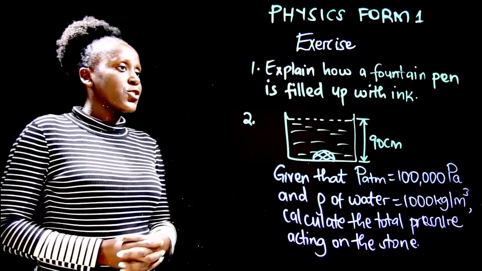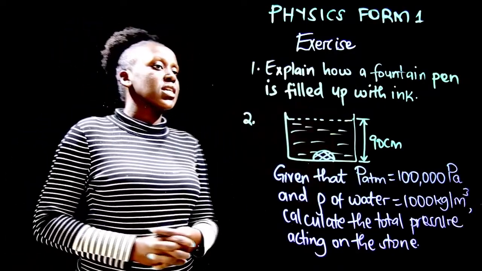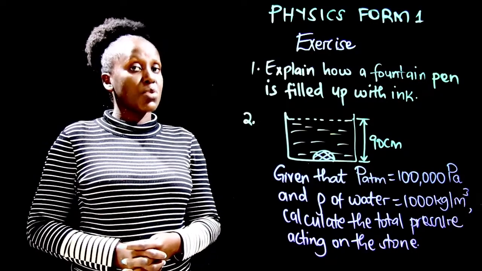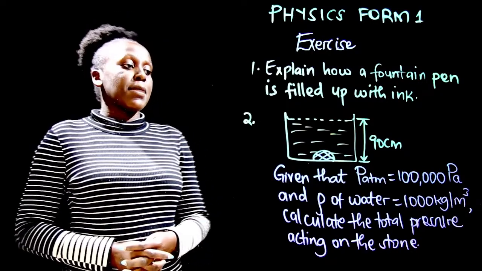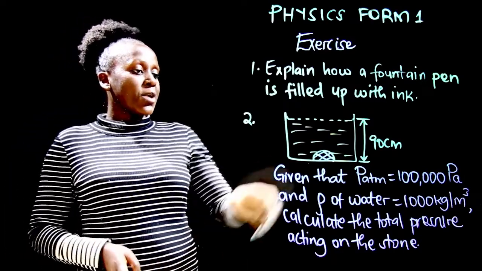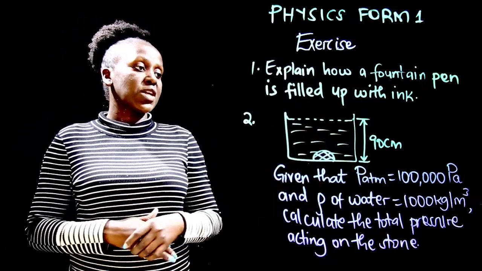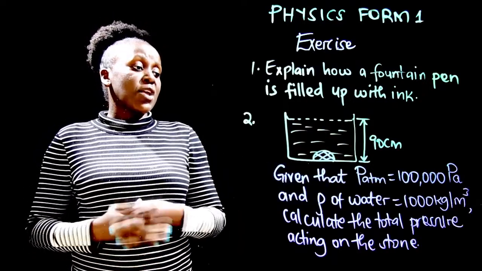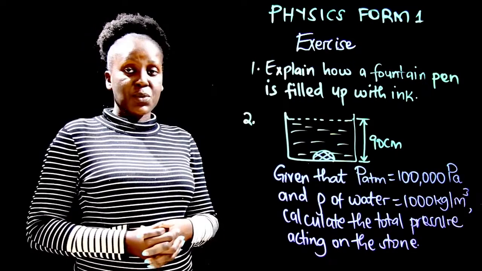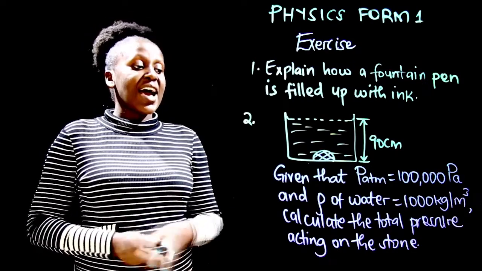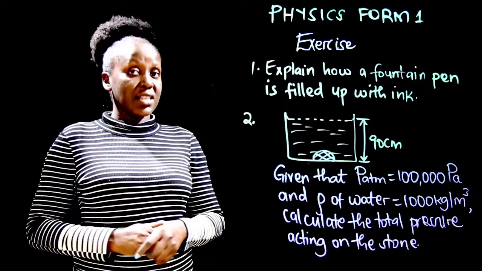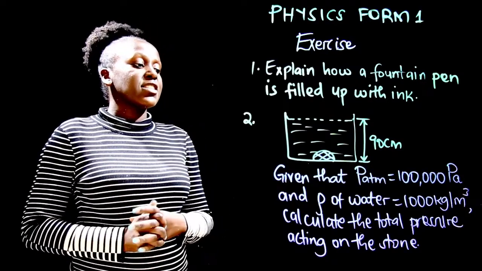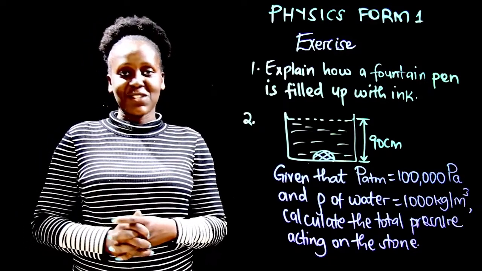Now, students, you are going to attempt these two questions. Number one, explain how a fountain pen is filled up with ink. Number two, given that, so we have this diagram here, we have a stone at the bottom, the height of the water is 90 centimeters. Now, given that the atmospheric pressure is 100,000 pascals and the density of water is 1,000 kilograms per meter cubed, then calculate the total pressure acting on the stone.